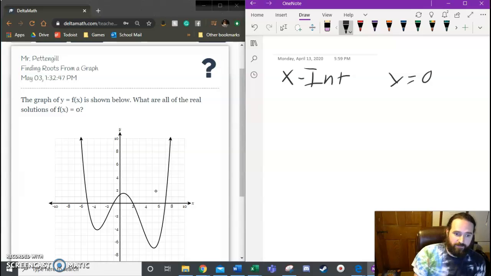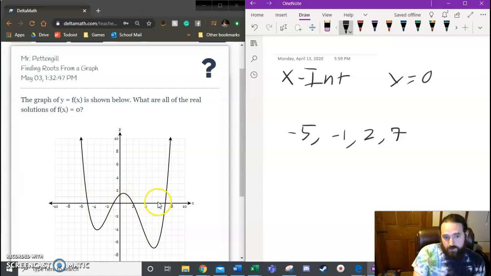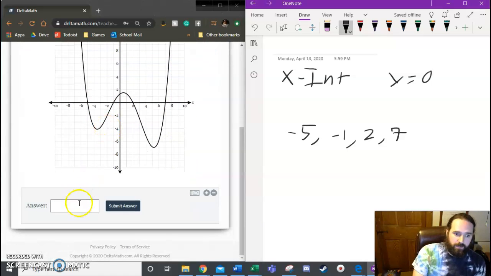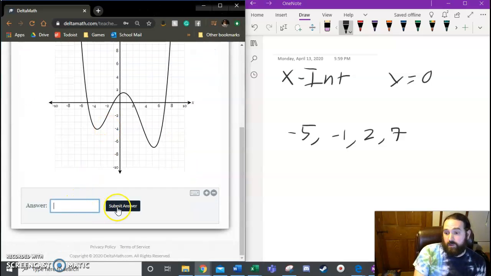So I look on this graph and I have 1, 2, 3, 4 places this line crosses the x-axis. That's a lot, but that's okay. I don't freak out. So my answers are going to be -5, -1, 2, and 7, because if you look at the graph right here, those are the places that it crosses.